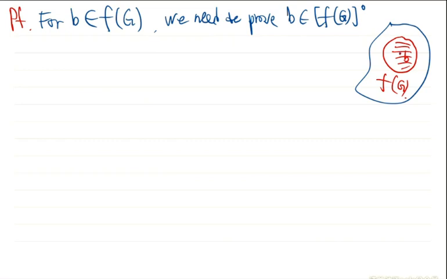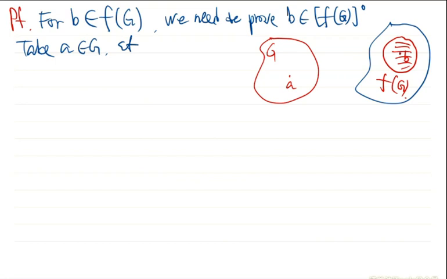So here is G. Because B is in the image, there must be a point A in G such that F(A) equals B. Such A might be many, not unique. If there are several such A, we take any one of them.